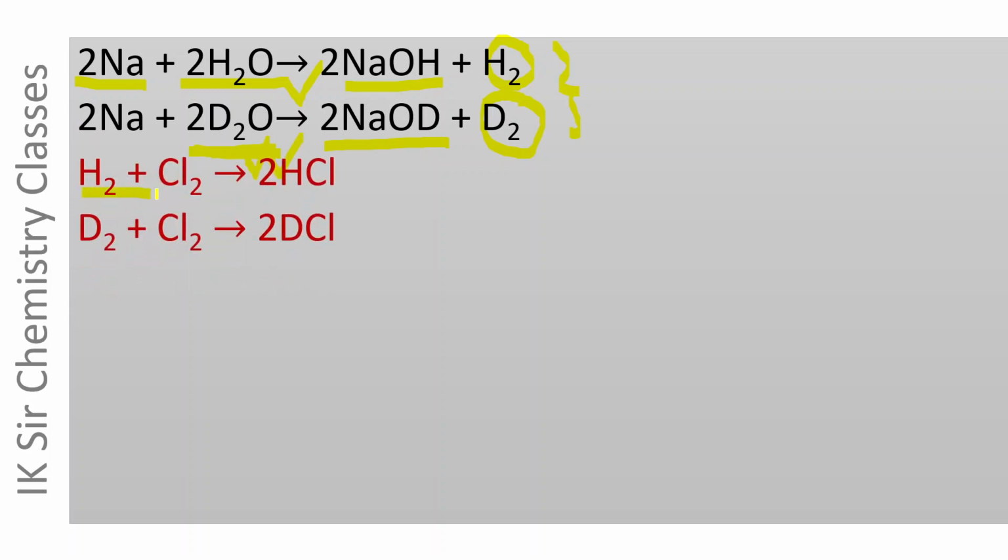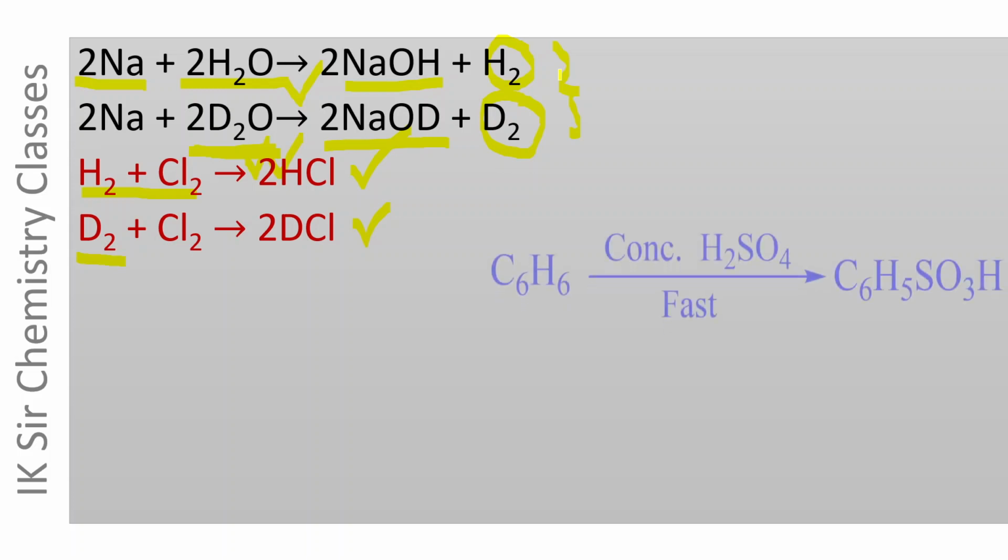H2 reacts with Cl2 forming HCl. Similarly, D2 reacts with Cl2 forming DCl. The isotopes of an element have similar chemical properties. However, they may differ in the rate of reaction, as illustrated below.